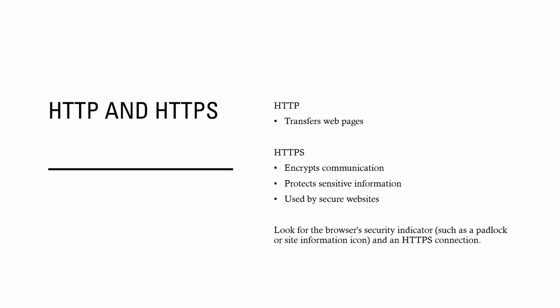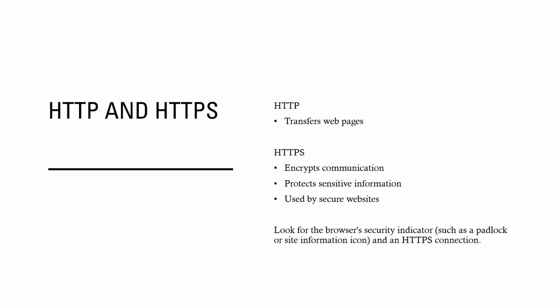HTTPS is a secure version. It works exactly the same way as HTTP, but it adds encryption to protect the information being transmitted. That's really important when you're logging into a website or making an online purchase. The simple way to identify a secure website is to verify the connection uses HTTPS. Most browsers also display a security indicator next to the website's address, such as a padlock or other security icon.